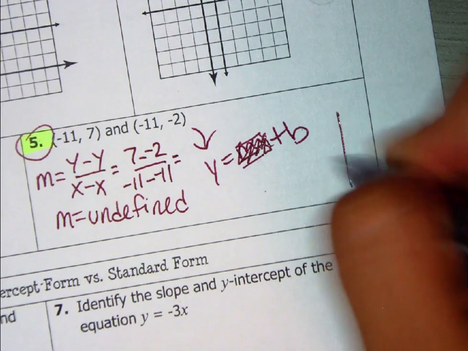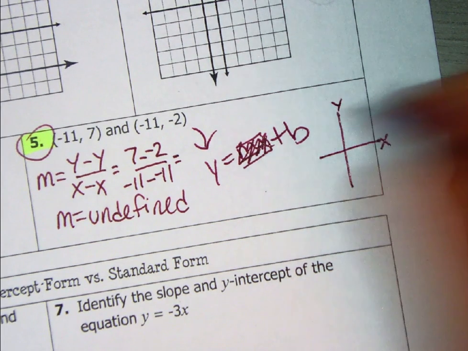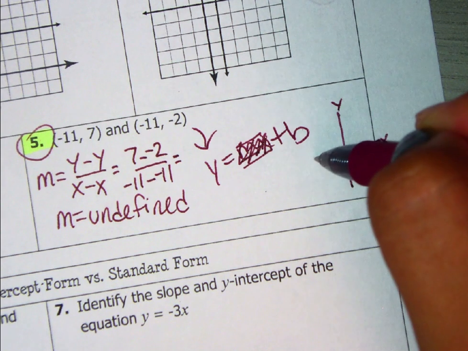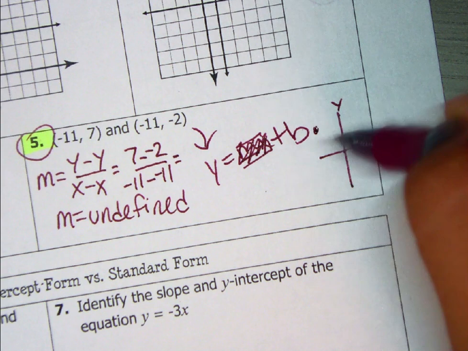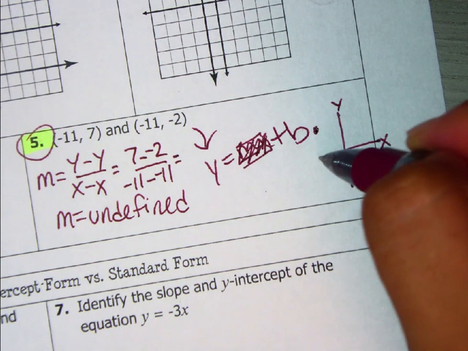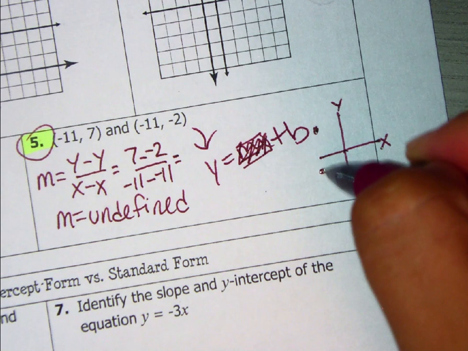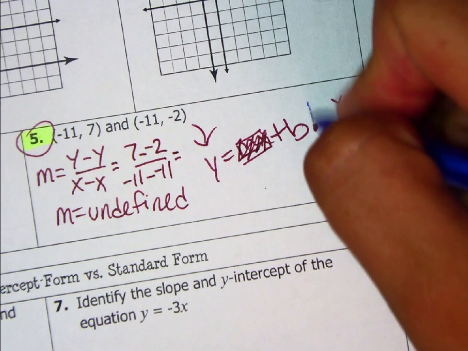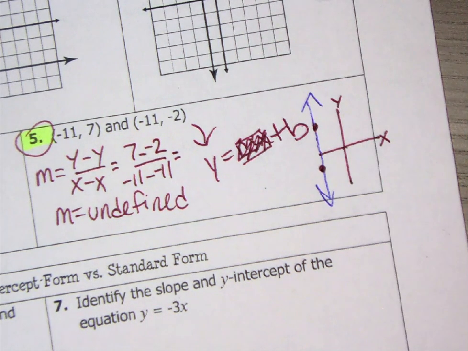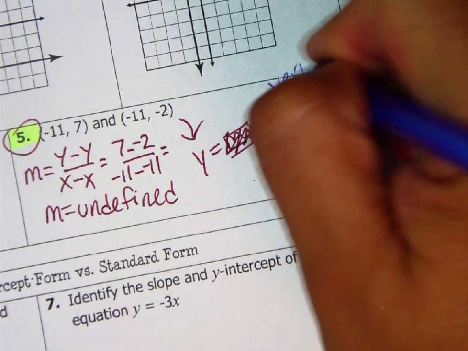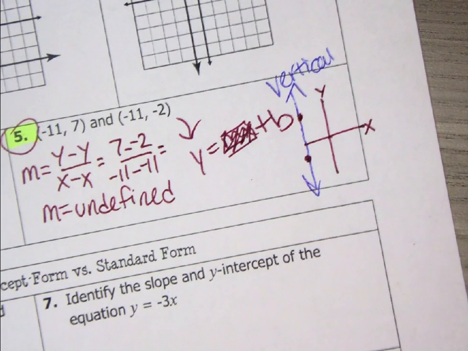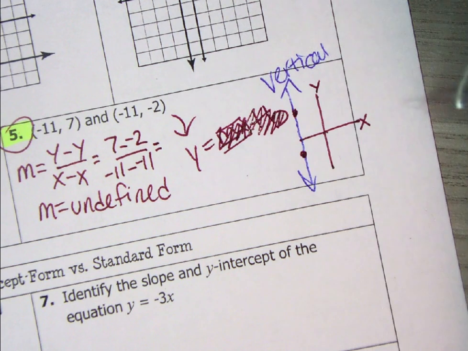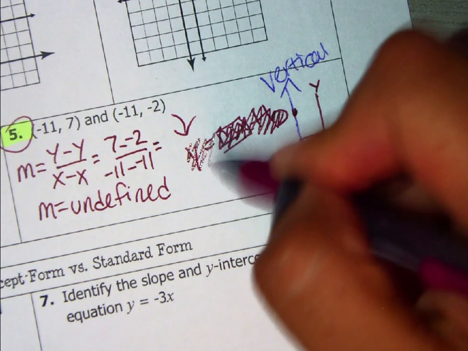So let's make a little sketch of the x and y axis and see where these points are. Negative 11 is 11 to the left and 7 up. And negative 11 to the left and down 2. So these points create a line that looks like this. That is a vertical line. And when you have vertical lines, they never touch the y-axis, so you won't have a y-intercept either. That means this equation cannot work.